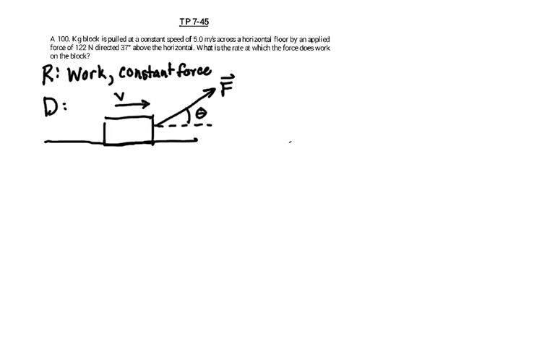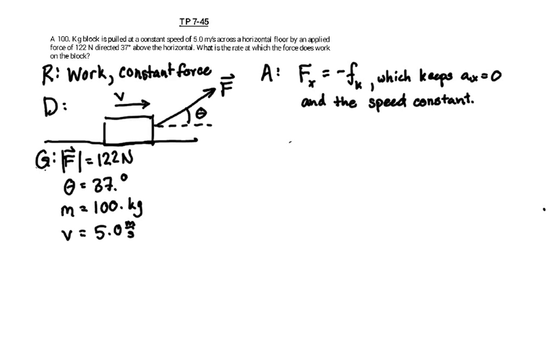So if we were to separate this into our x and y components, our block isn't coming off the ground, so our acceleration in the y direction is 0, and the fact that we're moving at a constant speed horizontally means that the acceleration in the x direction is also 0. Next, our task for this problem is to calculate the rate at which the applied force is doing work. So we have to calculate dW/dt.